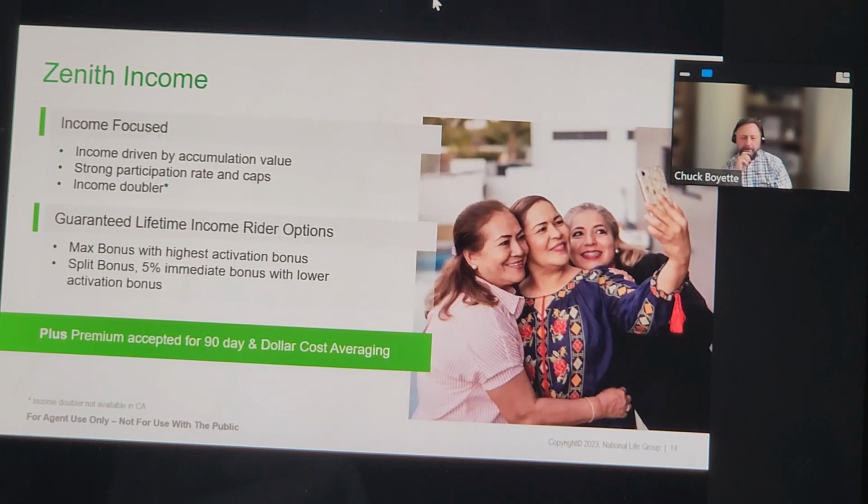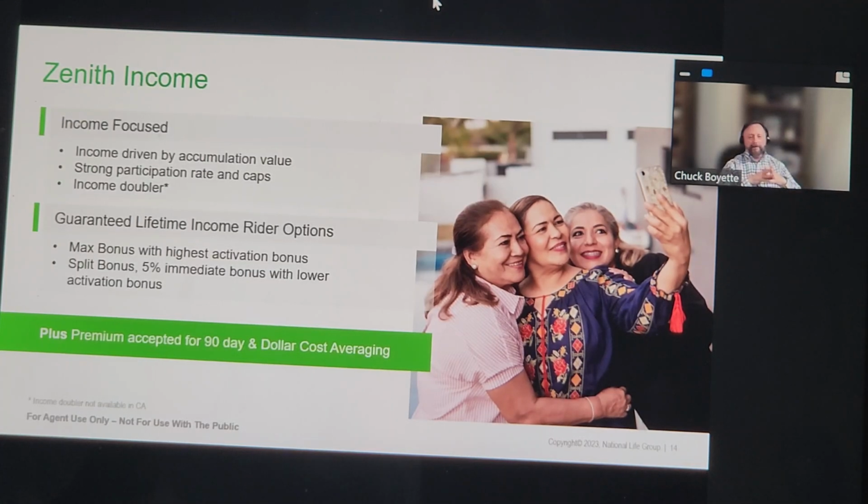So next we're going to talk about Zenith Income. Again, for your clients that are interested in income, Zenith Income is a great option for clients that have 10 years or longer before they want to turn on their income. So obviously being an income product, it's income focused. It's going to be driven by accumulation value. We pay very strong participation rates and caps with Zenith Income, just like we do with Zenith Growth. And it has an income doubler to it. Again, we'll get to that in a moment.